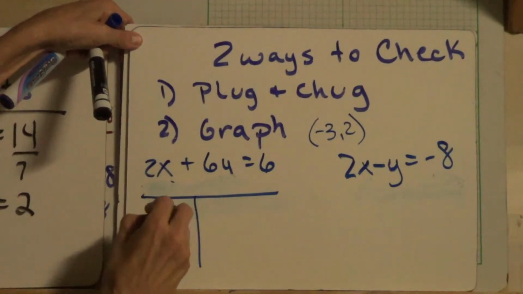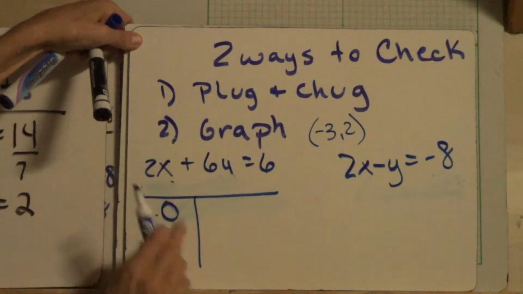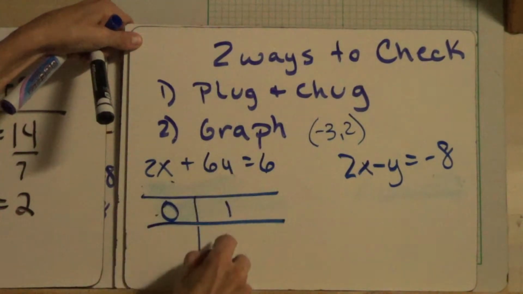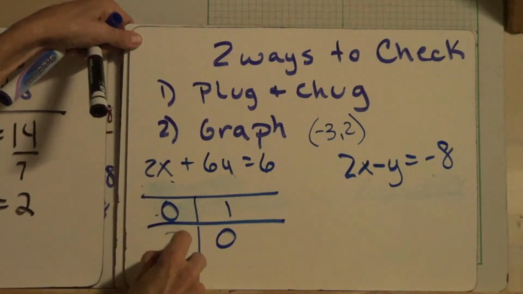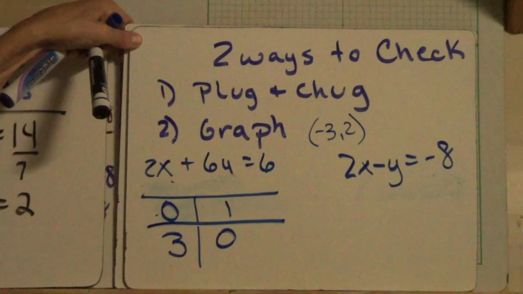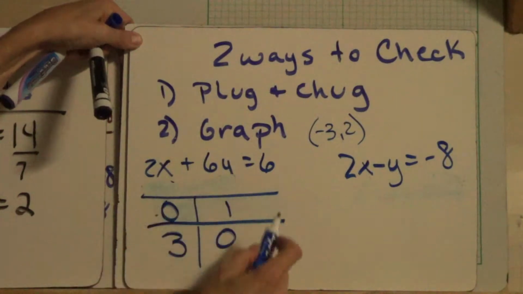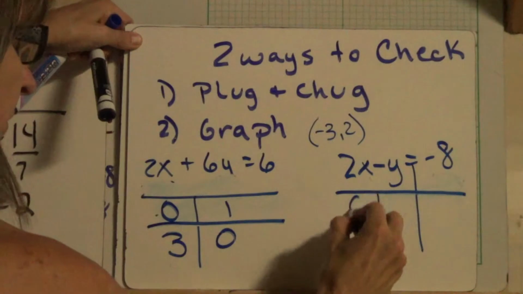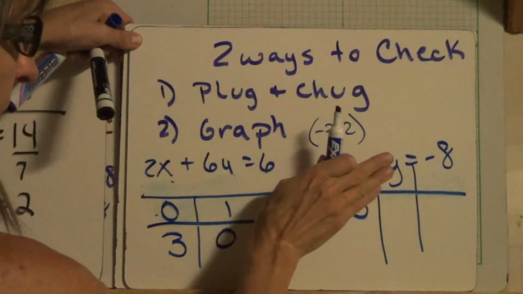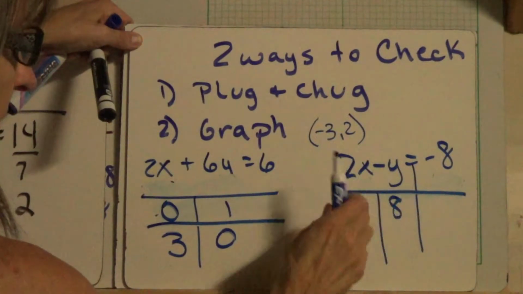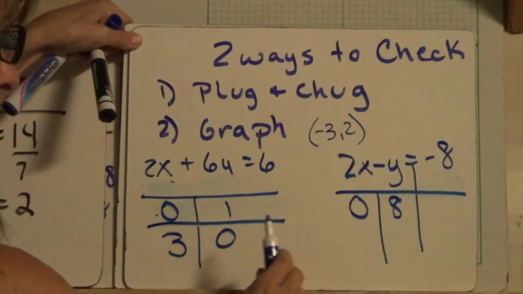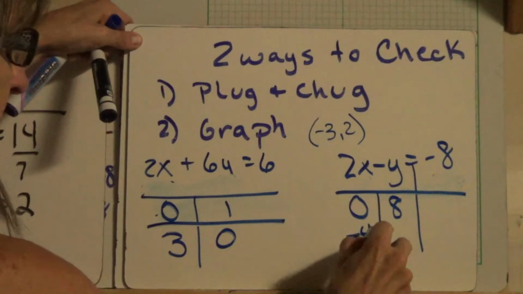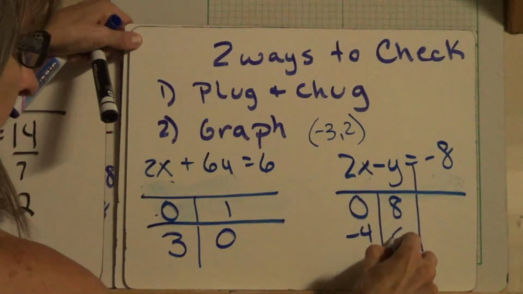If x was 0, y would be 1, because that wipes out. 6 times 1 is 6. If y is 0, then x is 3, because 3 times x would make 6. Now over here, if x is 0, y would be 8, because the negative makes it negative 8. If y is 0, then x needs to be negative 4 to make that be equal to negative 8.